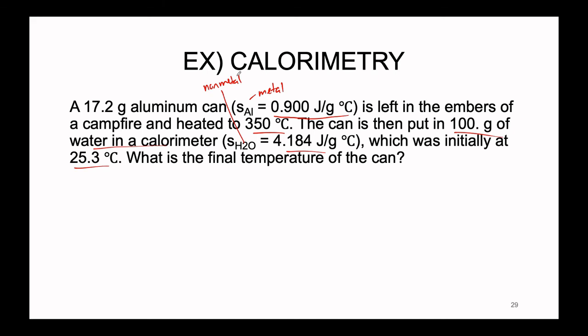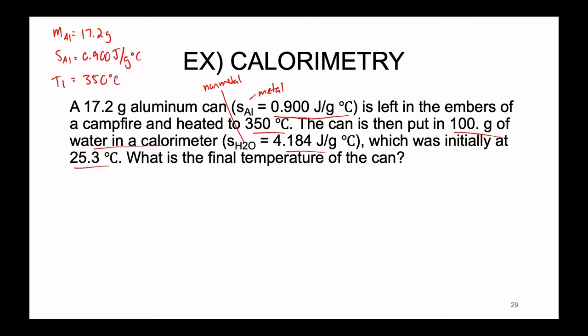All right, so we have a mass for the aluminum can, we have specific heat for the aluminum can, we have an initial temperature for the aluminum can. So I'm just gonna gather all of that information up here on the left. Mass of aluminum is equal to 17.2 grams. We have specific heat of aluminum, which is 0.900 joules per gram degrees Celsius. And we have an initial temperature of 350 degrees C.